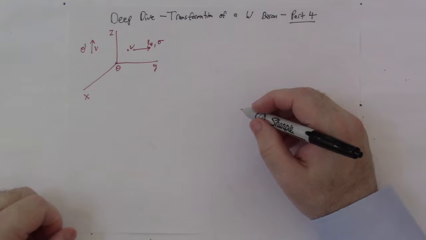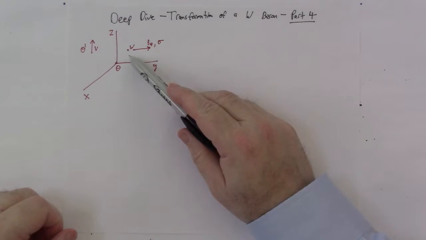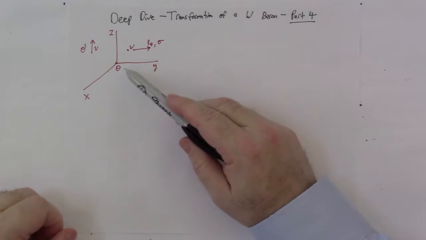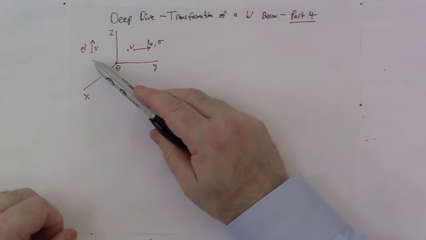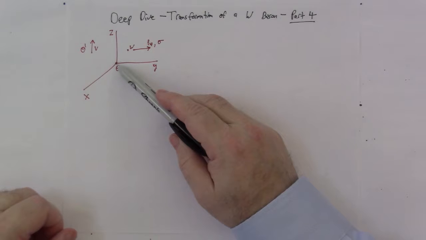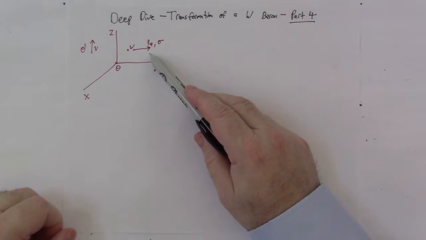Welcome back to our final part on our deep dive transformation of a W boson particle state. Just to review the problem again, we have a W boson that's moving in the Y direction with momentum Py in O's reference frame. There's another observer O prime which is moving with velocity V in the Z direction in O's reference frame. And the question is, how does O prime describe the particle state of the W boson?